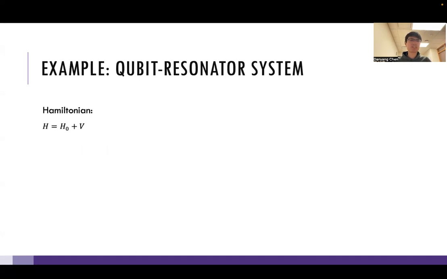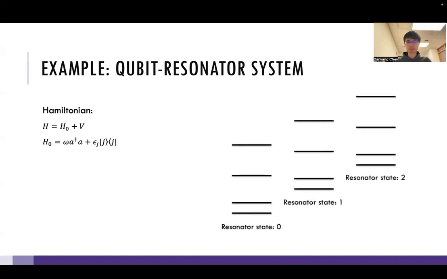Here, I will give a quick, simple example of a qubit resonator coupled system. The Hamiltonian is still equal to H0 plus V. H0 consists of a resonator mode and a nonlinear qubit mode. For a qubit, the energy structure usually looks like this. If we consider the bare states in different resonator state manifolds, we can imagine that there are multiple copies of it. And this is what the whole spectrum looks like without coupling.